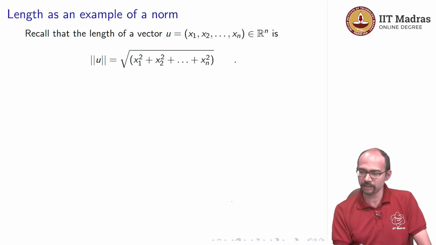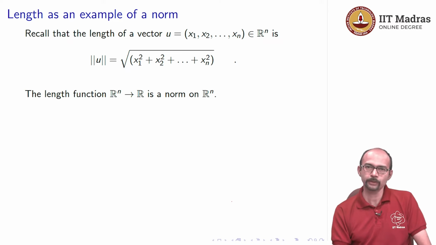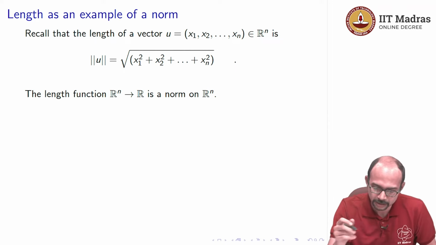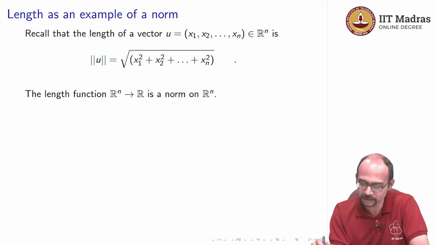Fine. So let's recall the length of a vector. This is the comment I made in the previous slide. The length of u is given by this expression, root of x1 squared plus x2 squared plus up to xn squared, and this is actually a norm. So we have to say that the 3 previous conditions are satisfied.